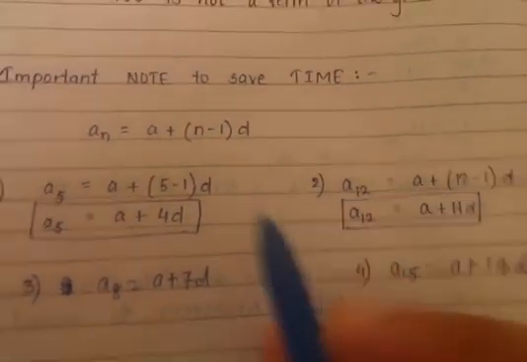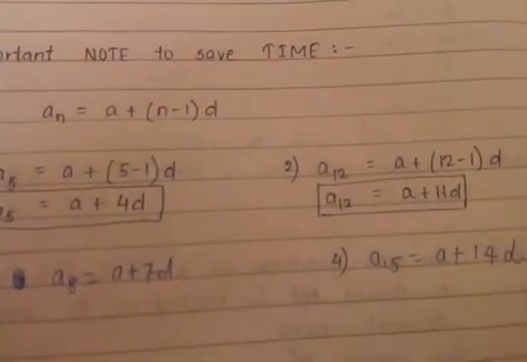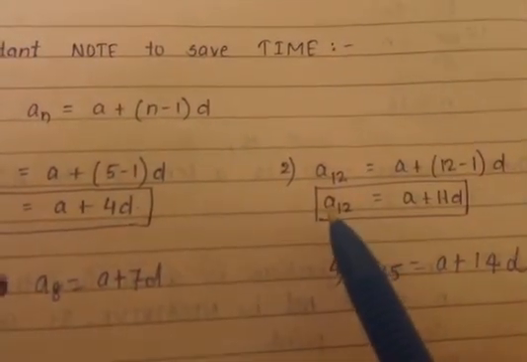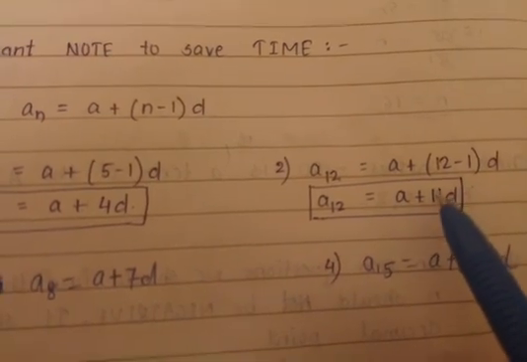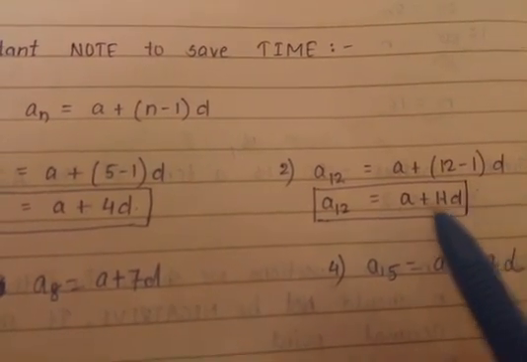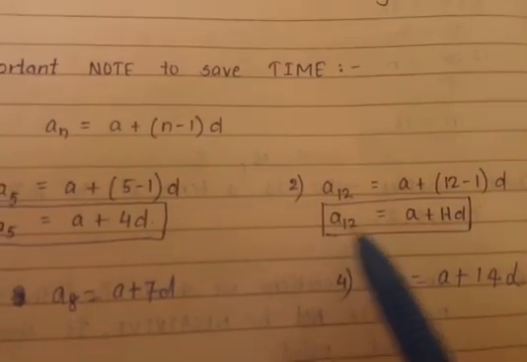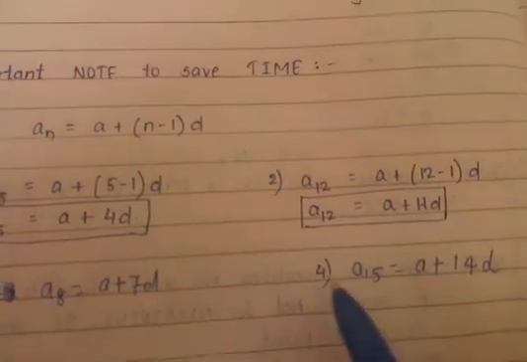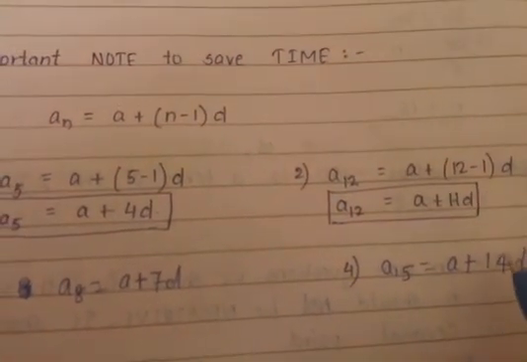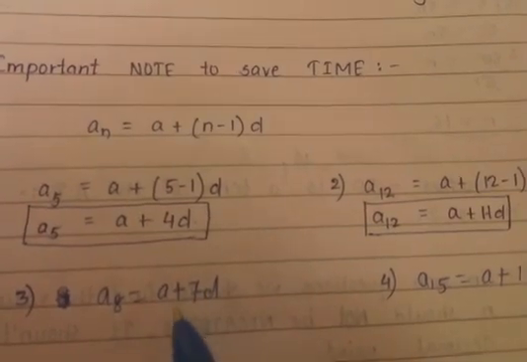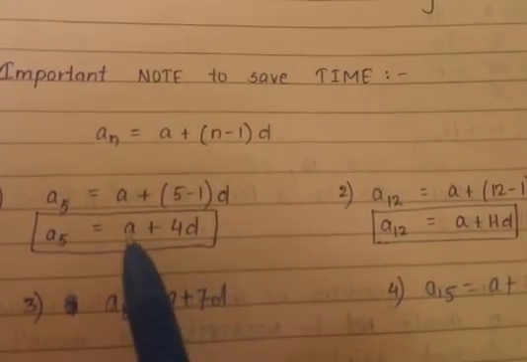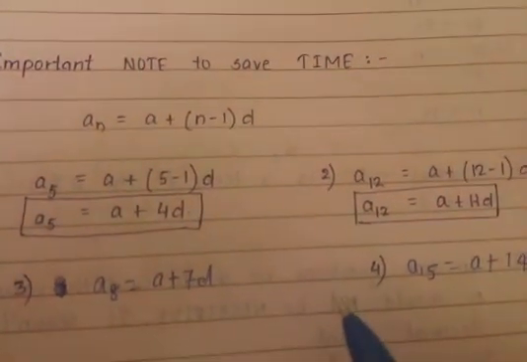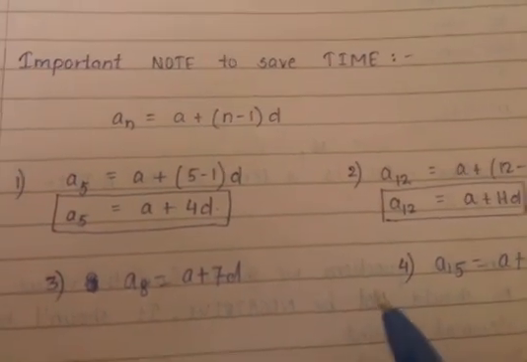not a problem. But if you want to save some time, you can directly keep in your mind that for a12, the number which is present before this d is 1 less than this number. a12 is a plus 11d, a15 is a plus 14d, a8 is a plus 7d, a5 is a plus 4d, a10 is a plus 9d, etcetera.